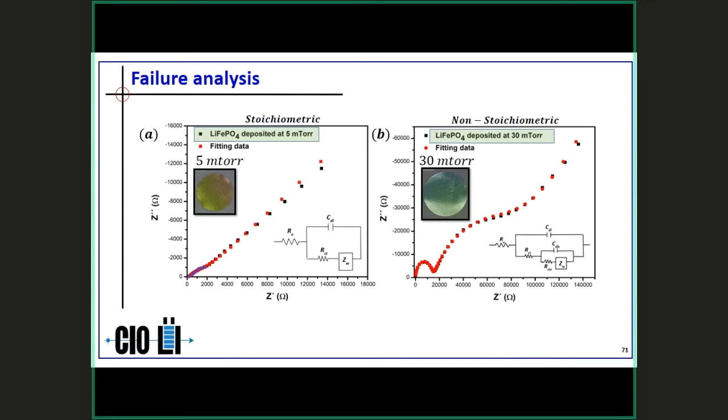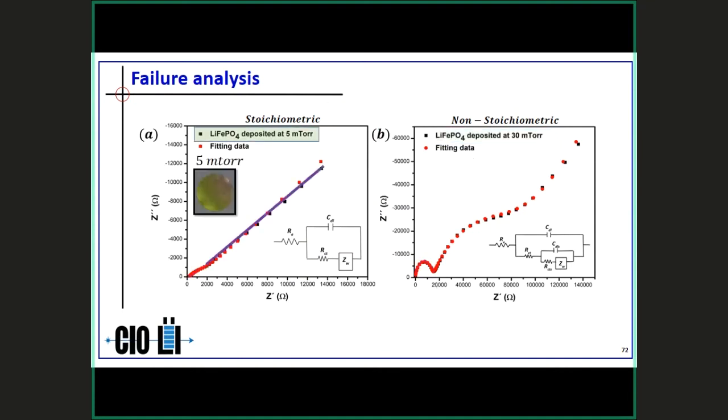the second section of the Nyquist plot, so basically this circle. For 5 milliliter, we obtain an electrical resistance on the surface of 2,000 ohms, and for the one at 30 milliliter, we obtain an electrical resistance of 80,000 ohms. What this is telling us is that the stoichiometric sample has a better electrical conductivity on the surface, and in terms of battery application, you want something with high electrical conductivity because it will allow the fast transfer process of the lithium cations from the electrolyte to inside of the cathode.